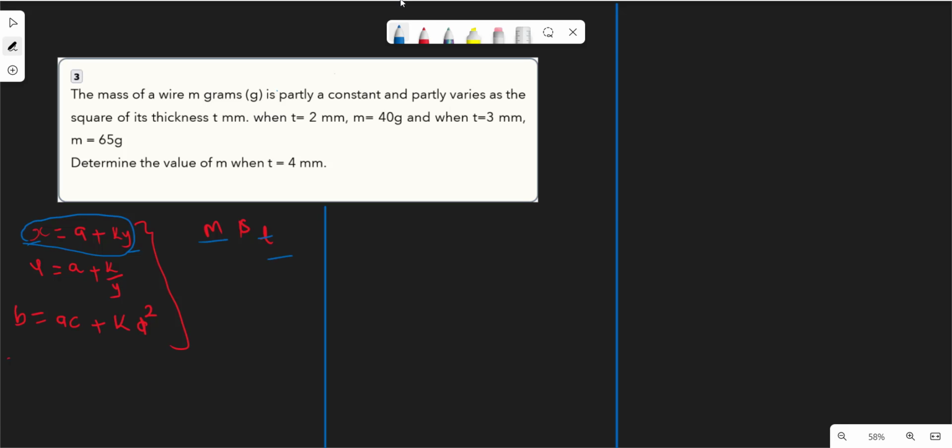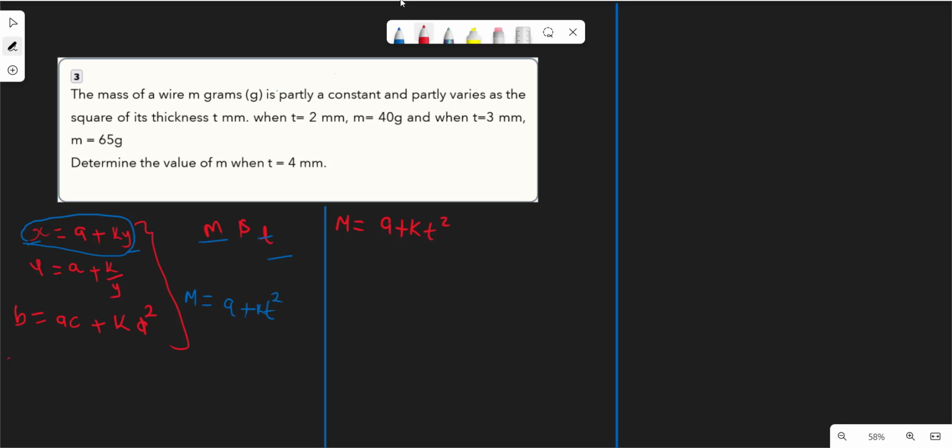First we write the equation in form of m and t. The mass of wire m varies partly as the constant, let's put the constant a, and partly varies as a square of t. But this time we include the constant k. Like I said before, this type of variation has two constants, which are a and k in this case. So we use this equation: m equals a plus kt squared. We use this equation to form other equations using the variables given here.